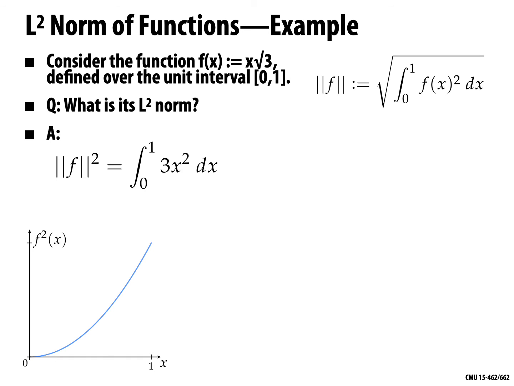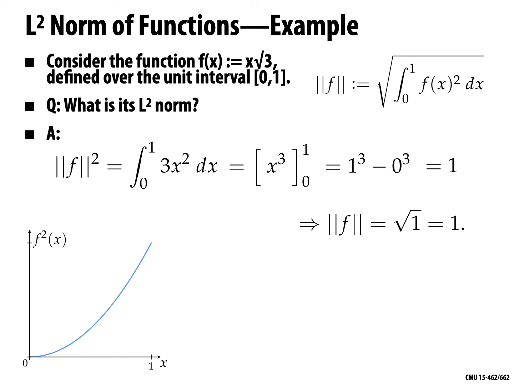So let's try working this out. I'm going to substitute the particular function into this formula. So the square of the norm is equal to the integral from 0 to 1 of 3x squared dx. This integral hopefully is not too hard to do. You may remember that integrating 3x squared gives me x cubed. If I want to evaluate this from 0 to 1, I get 1 cubed minus 0 cubed, which is equal to 1. Okay, and so since the square of the norm is equal to 1, the norm is also equal to 1.